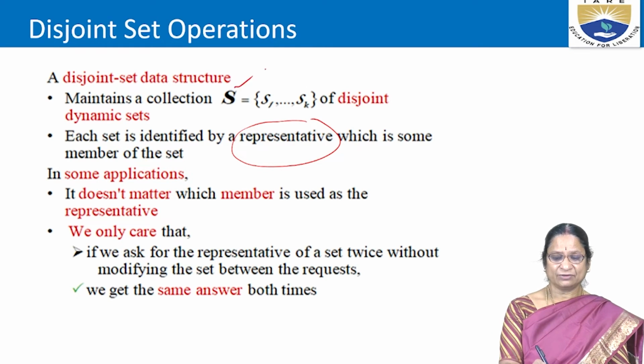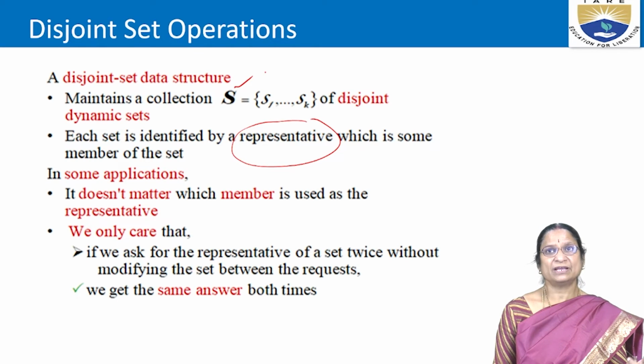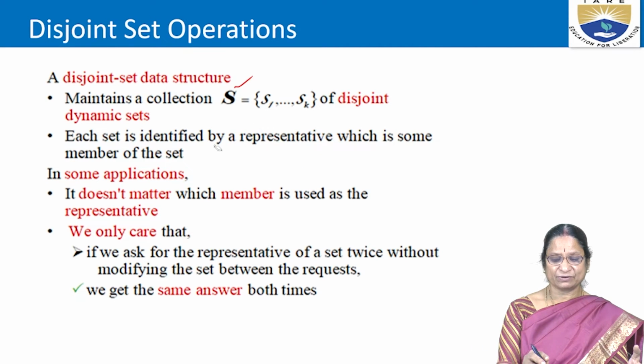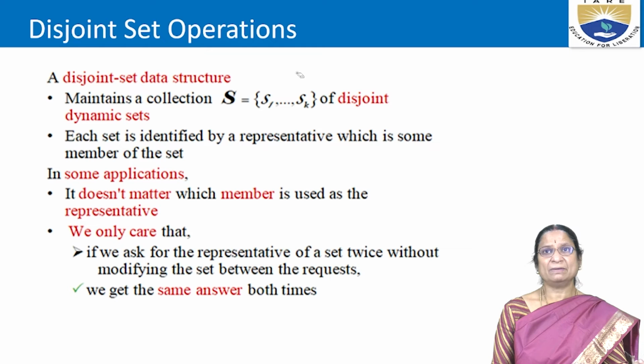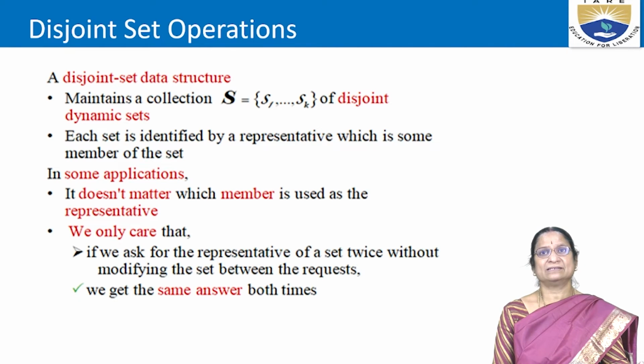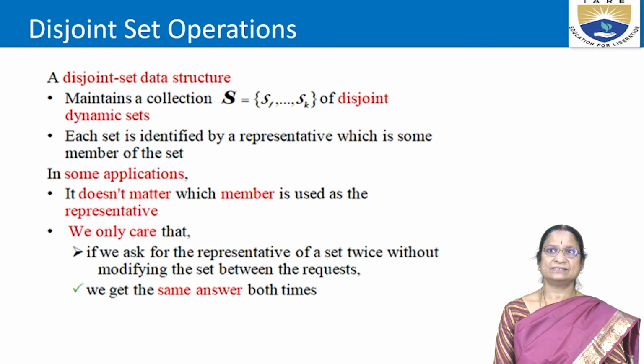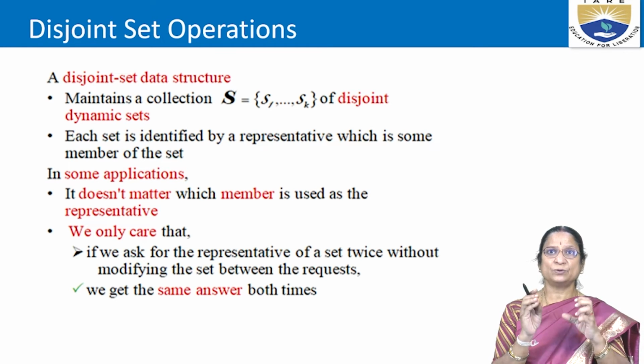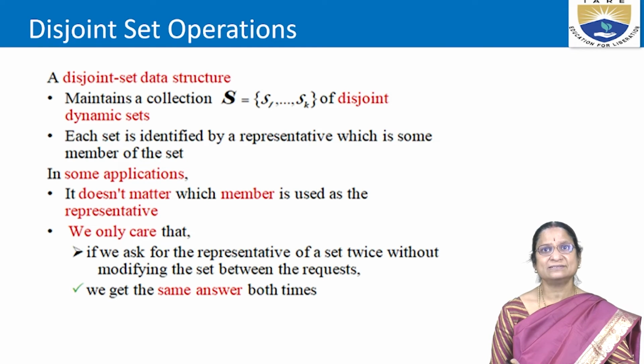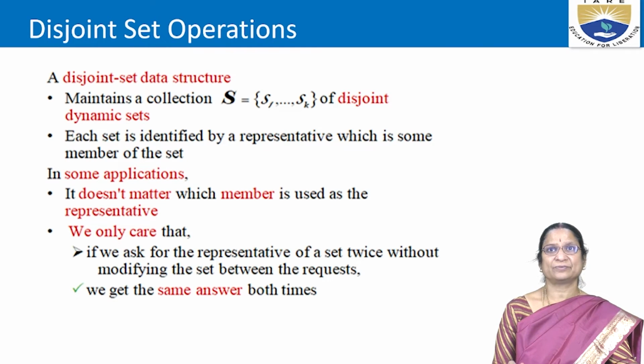Because normally we give a set a name, but when we are representing a disjoint set, generally one of the members of the set is the representative of the set. Any member can be considered as the name of the set itself. But to simplify the process of representation, generally when it is represented as a tree, the root value is considered as the name of the set.